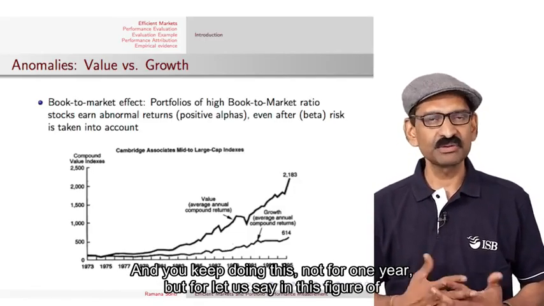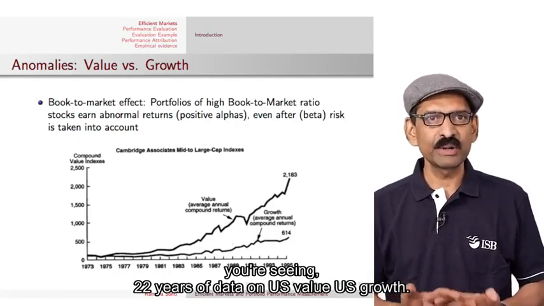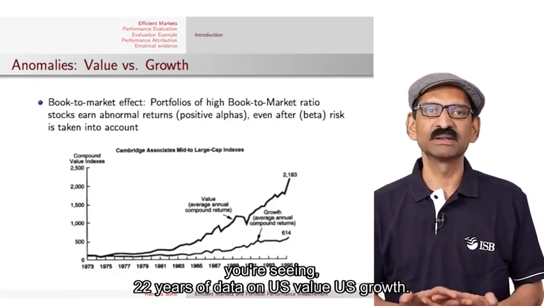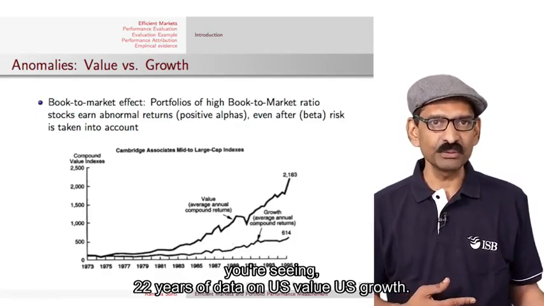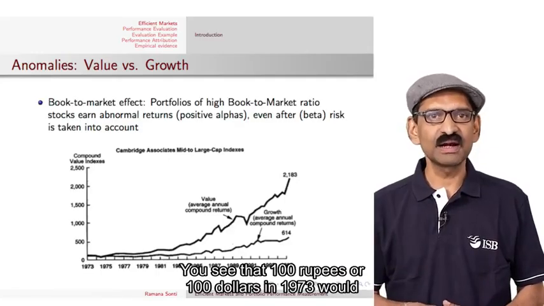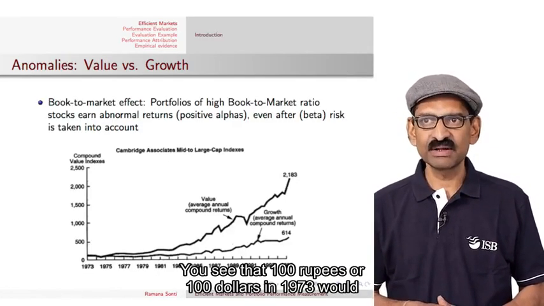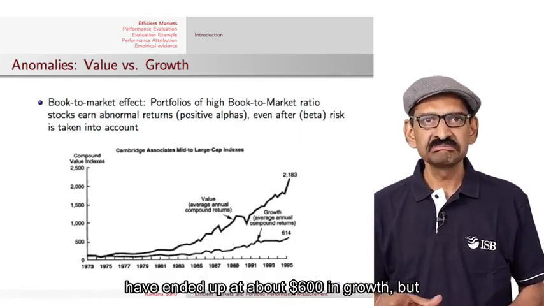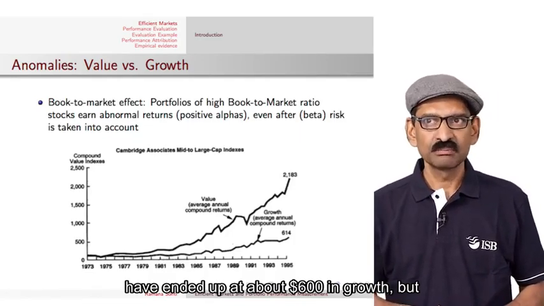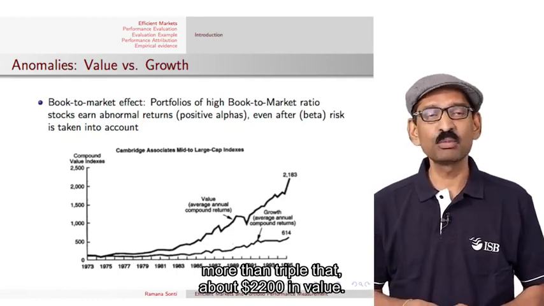And you keep doing this not for 1 year, but in this figure, we are seeing 22 years of data on US value and US growth. And what do you see? You see that $100 in 1973 would have ended up at about $600 in growth, but more than triple that, about $2,200, in value.